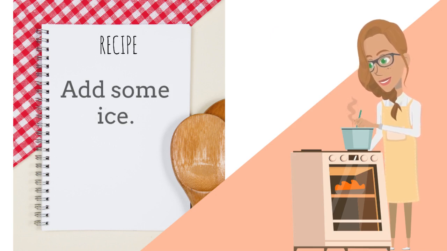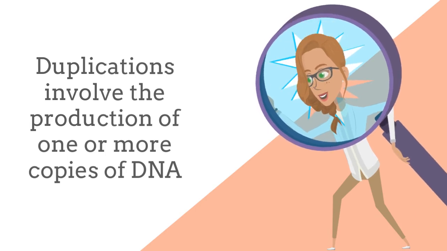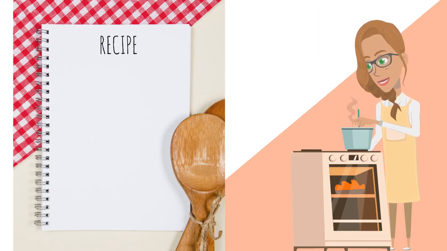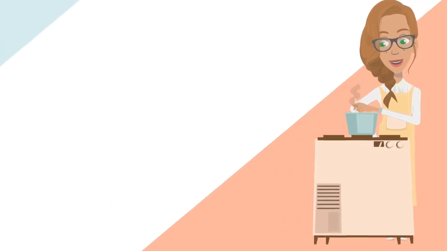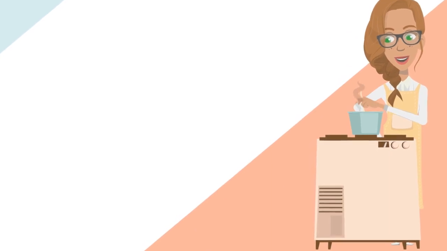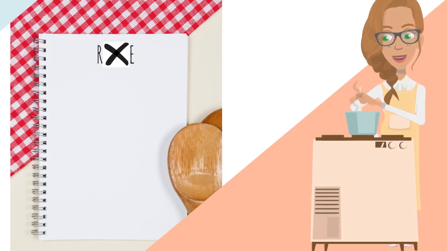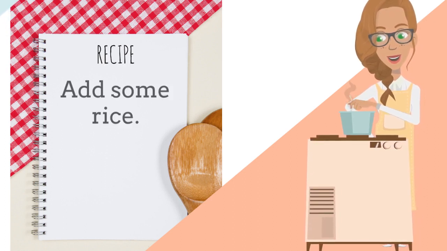Duplications are almost the opposite, such that this involves the production of one or more copies of part of a chromosome or a sequence of DNA. Again, linking this to our recipe analogy, we could end up with the instructions add some rice rice. Deletions and duplications often lead to what is known as frame shift variants, which are changes that mean the recipe cannot be read properly since the letters have moved and the sentences no longer make sense.